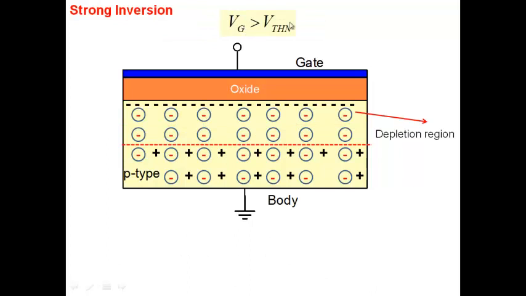Voltage greater than threshold voltage. If you apply VG larger than the threshold voltage, then of course you have a large number of electrons at the surface. There is a depletion region here, but there are a large number of electrons at the surface. This is what we call strong inversion. It's heavily inverted. The number of electrons may be 10 to the power 18, 10 to the power 19, as large as that. So that's another condition: the number of electrons is much, much larger than the background doping.